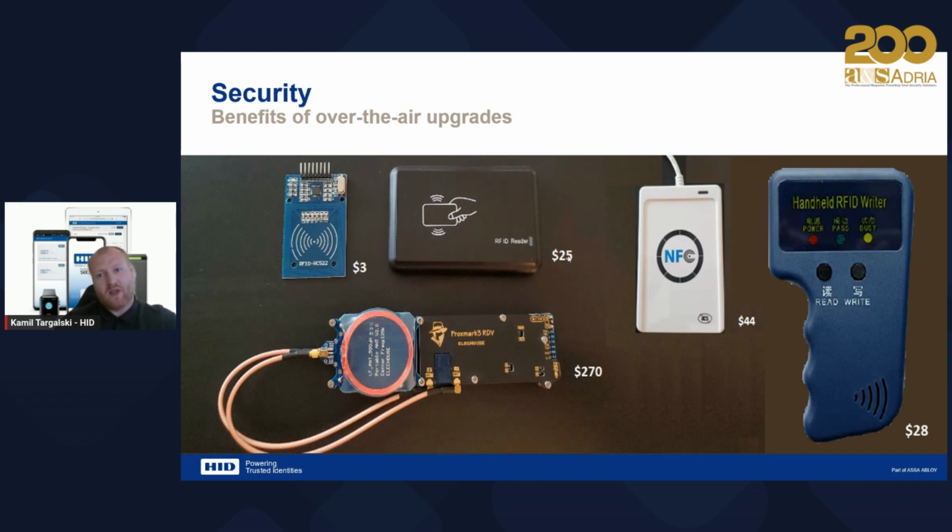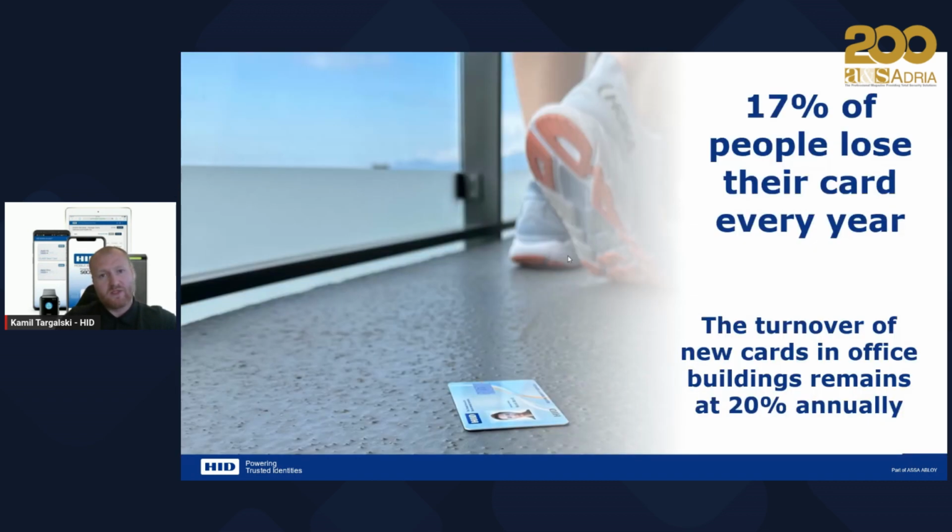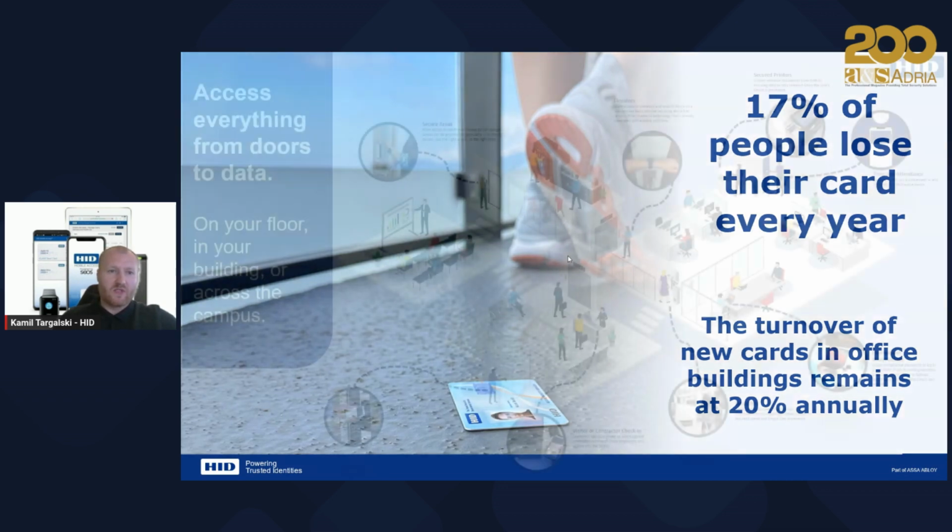So if any threat shows up, we can update the credential over the air for thousands of users, which is simply impossible for physical badges. Around 17% of people lose their cards every year, so the turnover of new cards in office buildings remains at around 20% annually. As you probably know, we are still in the physical access control credential business, so we have the data. The main goal is also to reduce plastic waste and carbon footprint by moving into digital.